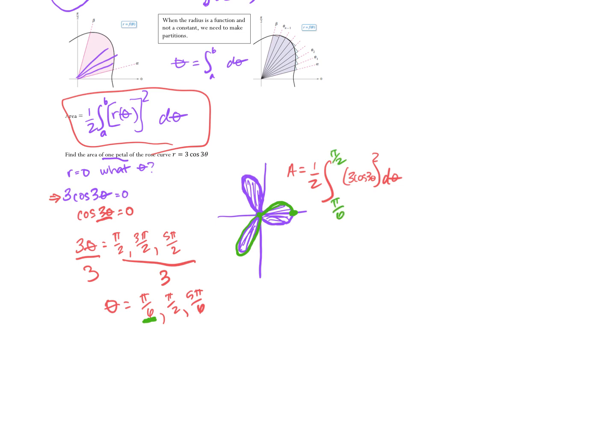Now, some of you might be thinking, couldn't we have just started here, and then we could have done, for instance, negative pi over 6 to positive pi over 6, and that would be fine. Or you could have said, I'm going to do from pi over 2 to 5 pi over 6. That would be fine. All of these would be fine. It doesn't matter as long as your bounds are appropriate here.